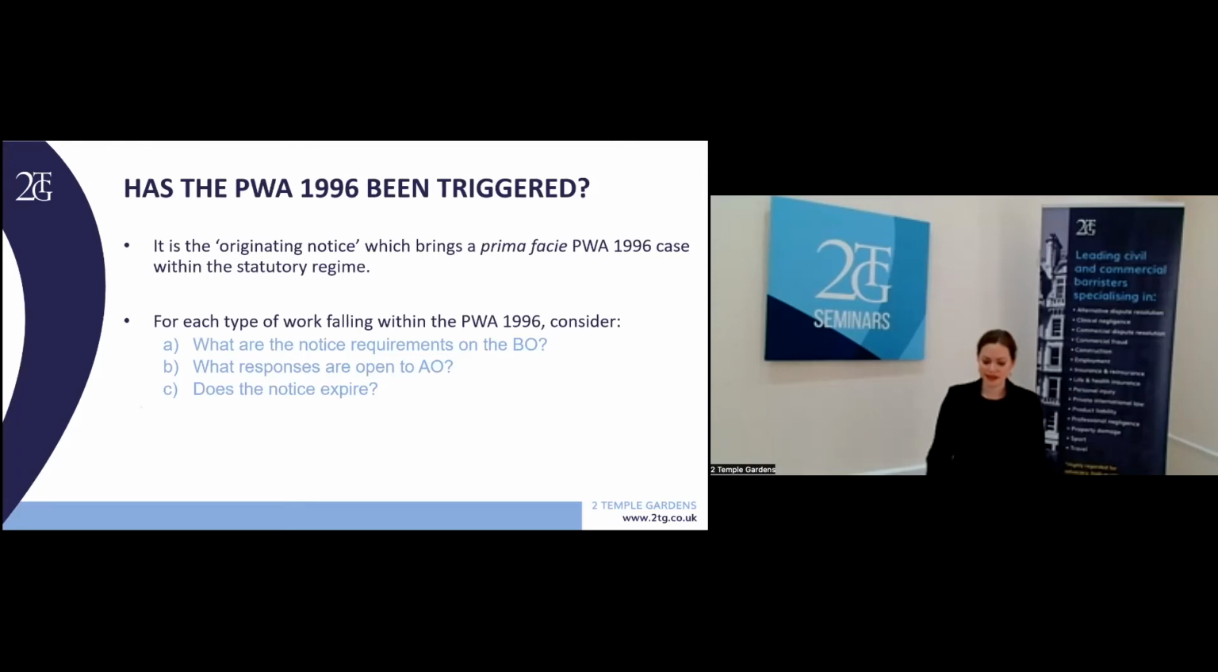So once we've established that the facts of the case fall within the scope of the Act, what then? It's broadly accepted, and we will return to that point later, that unless an originating notice is served by the building owner, the Act has no applicability, even if the facts of the case fall within its potential scope. And by originating notice, that isn't a term that's found in the Act, but I use it as a catch-all term to cover all of the statutory notices which are supposed to be served before the work starts.